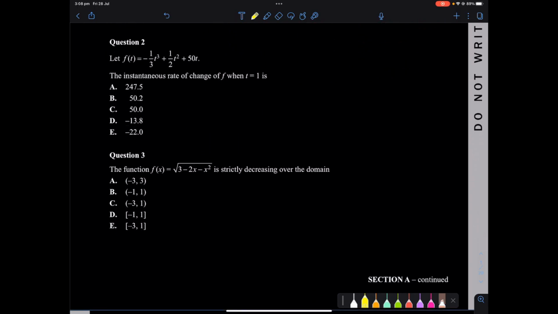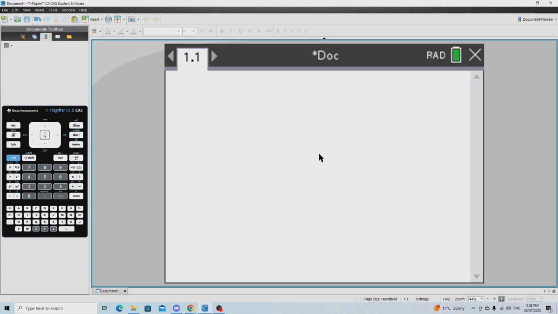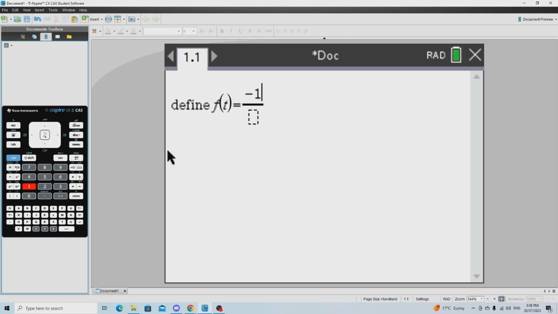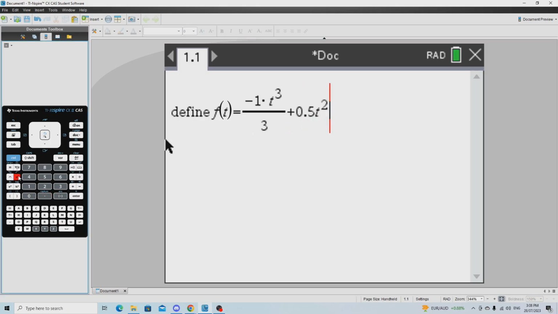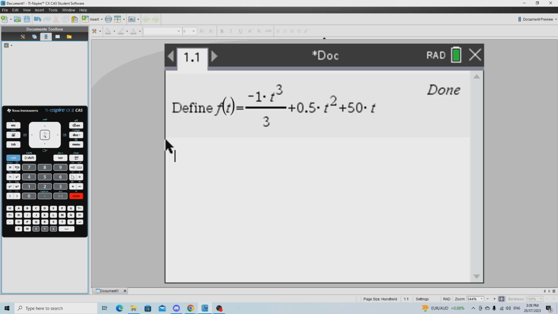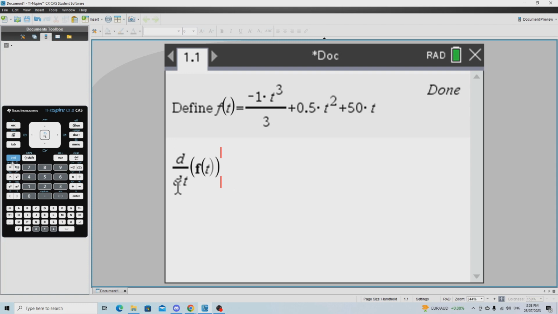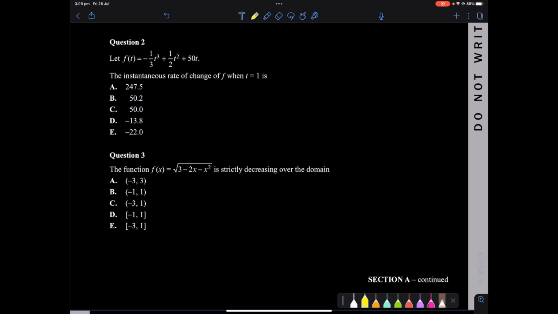So this is your function. The instantaneous rate of change of f when t equals 1 is... Okay, I'm going to go on my calculator, and what I'm going to do is define f of t straight away. It is -1 times t to the power of 3 over 3 plus 0.5 t squared plus 50t. And so we want to find the derivative with respect to t of f of t, given that t is equal to 1. Okay, 50 is your answer. So C is your answer.